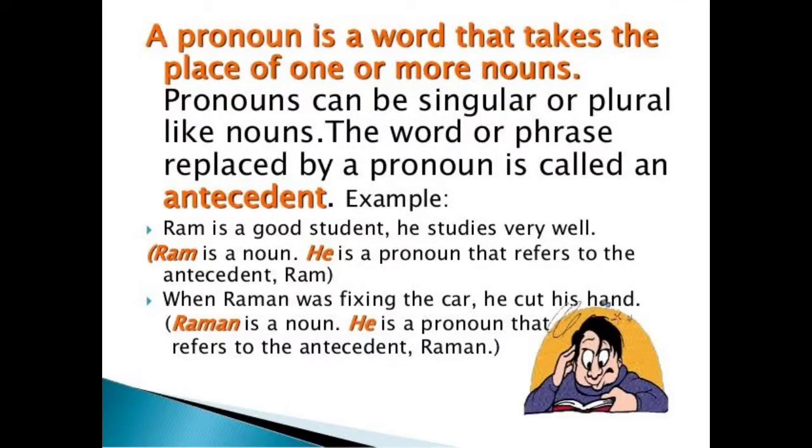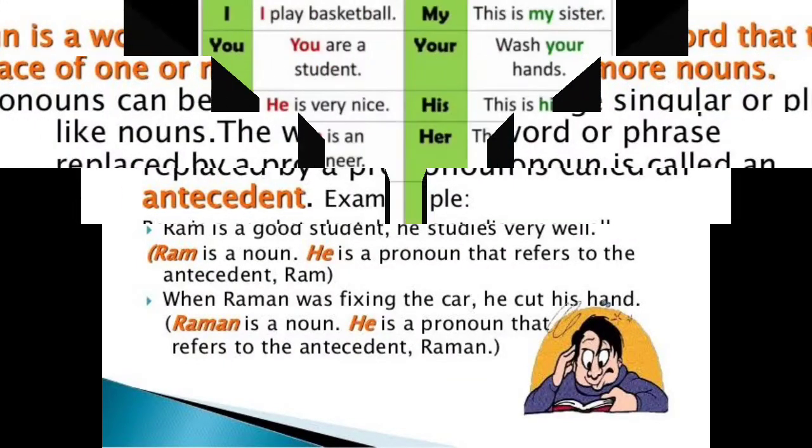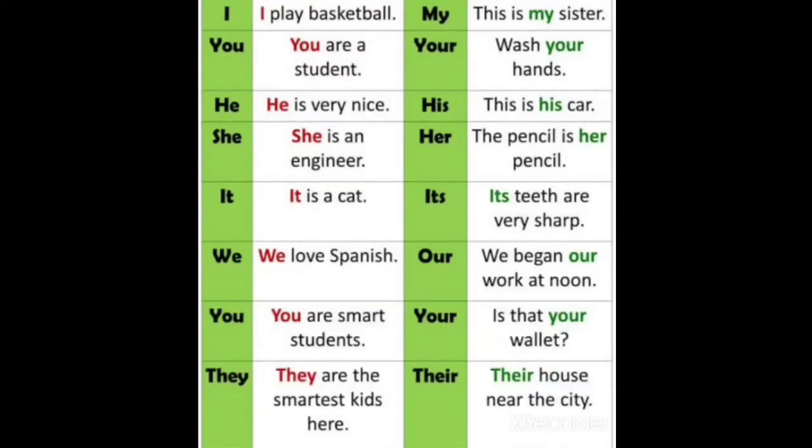The next example given there. When Raman was fixing the car, he cut his hand. So here Raman is the noun. He cut his hand. So here he refers to Raman. So he is the pronoun that refers to the antecedent. Antecedent means here the noun Raman. Children, these are the pronouns that we can use instead of nouns. And I'll explain one by one with example.